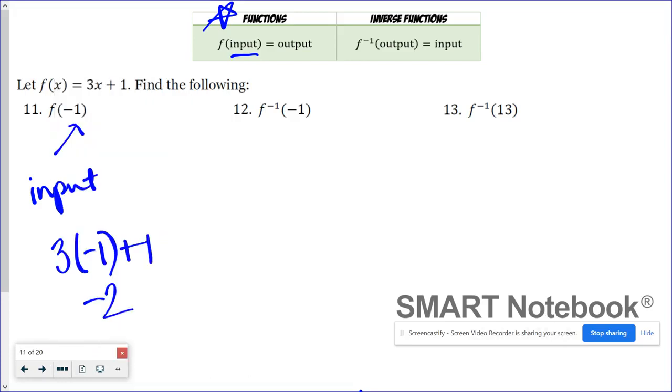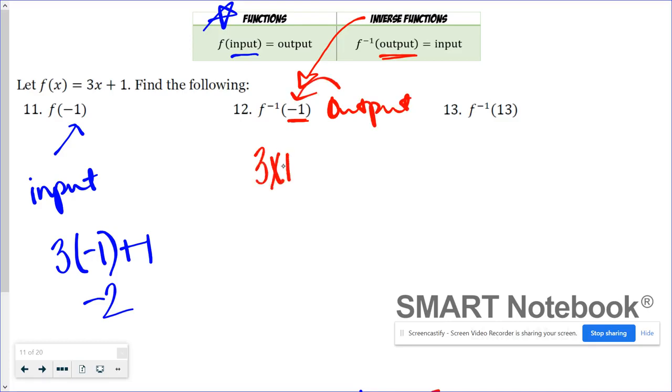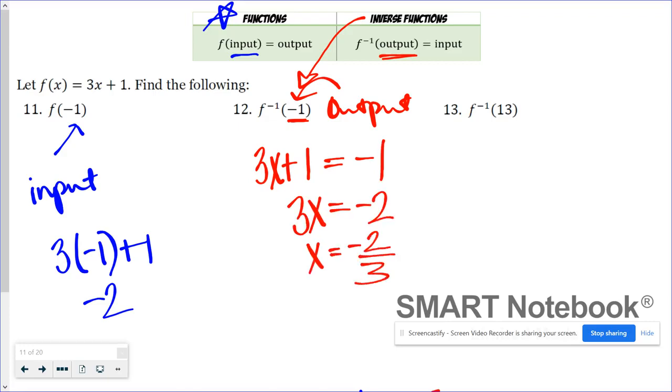In problem number 12, we have f inverse of -1. So in problem 12, we are working with an inverse function. The -1 inside the parentheses, that's an output value. Okay. So an output value goes on the outside of the function. So we have the function 3x plus 1 equals our output value of -1. And then I'm simply solving an equation. So I get x is -2/3.